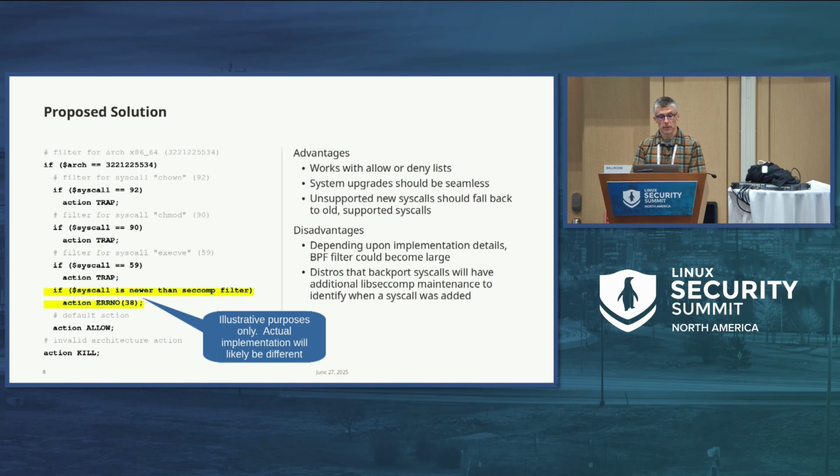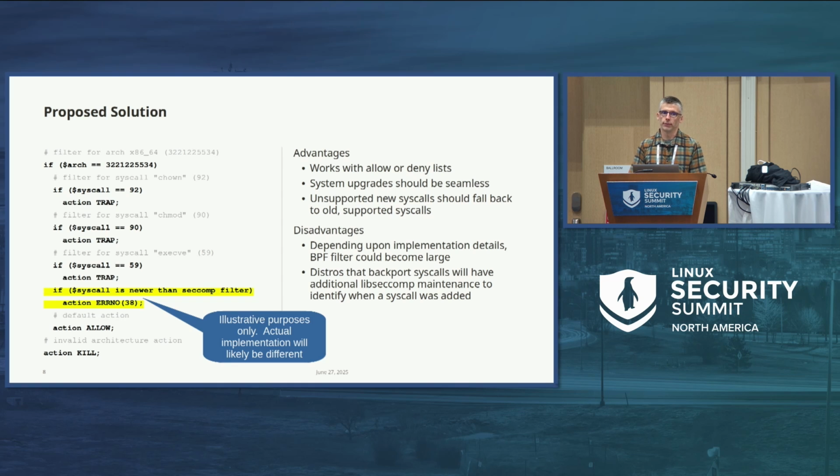Now, disadvantages. And this is something we should talk about. This could get to be a very large BPF filter. And the reason for that is syscalls historically have not been added sequentially. Had they been added sequentially, and if we were guaranteed that they will be added sequentially in the future, we could simply say, if it's in range 200 through 350 or whatever, these are too new for me, or I'm not going to allow them, or I'm going to do whatever the new syscall method is. Unfortunately, that hasn't happened in the past.